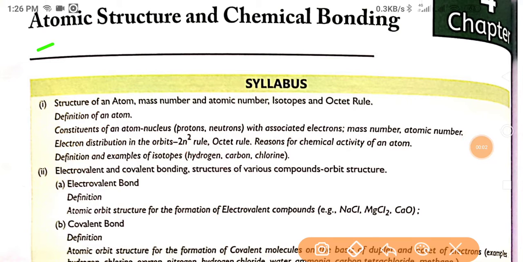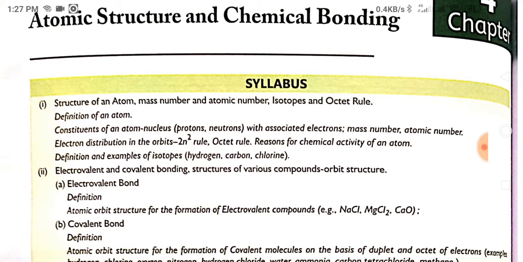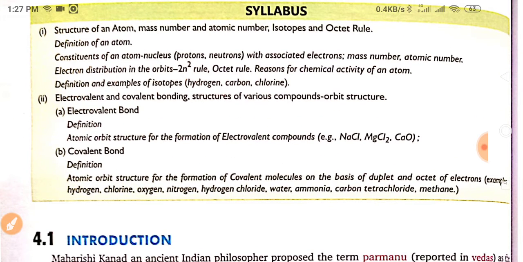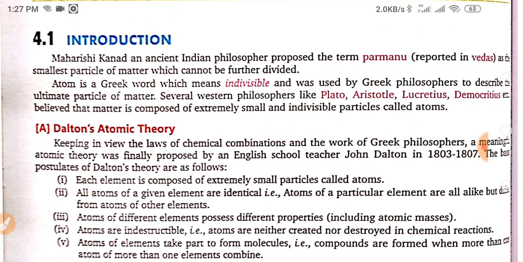Besides atomic structure, in this chapter you are also given some exposure to chemical bonding, in which you have to read about the different types of bonds, such as the electrovalent bond, its definition, structure and formation of electrovalent compounds, and the covalent bond. Okay, so this is your syllabus and we start the chapter now. After this, I will also share a video in which, through animation, you can understand well.